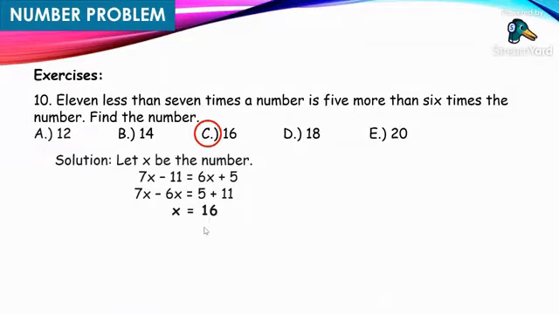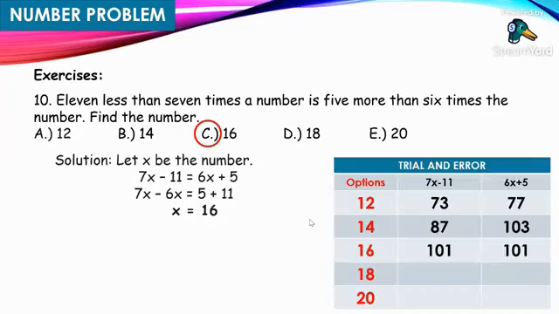Or if we have trial and error or guess and check tayo, so let's have the options. Saan doon yung mag-equal ulit? So let's say 12. 12 times 7 minus 11, that is 73. Then 12 times 6 plus 5, that is 77. So among the options, that is option letter C, 16 times 7 minus 11 is 101. Then 16 times 6 plus 5 is 101. So the correct answer for number 10 is letter C.